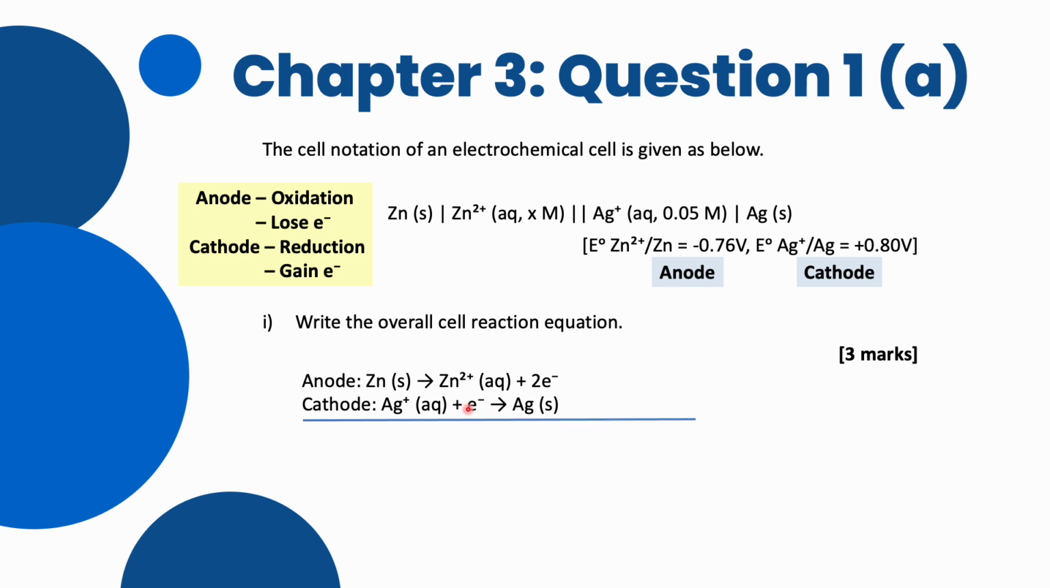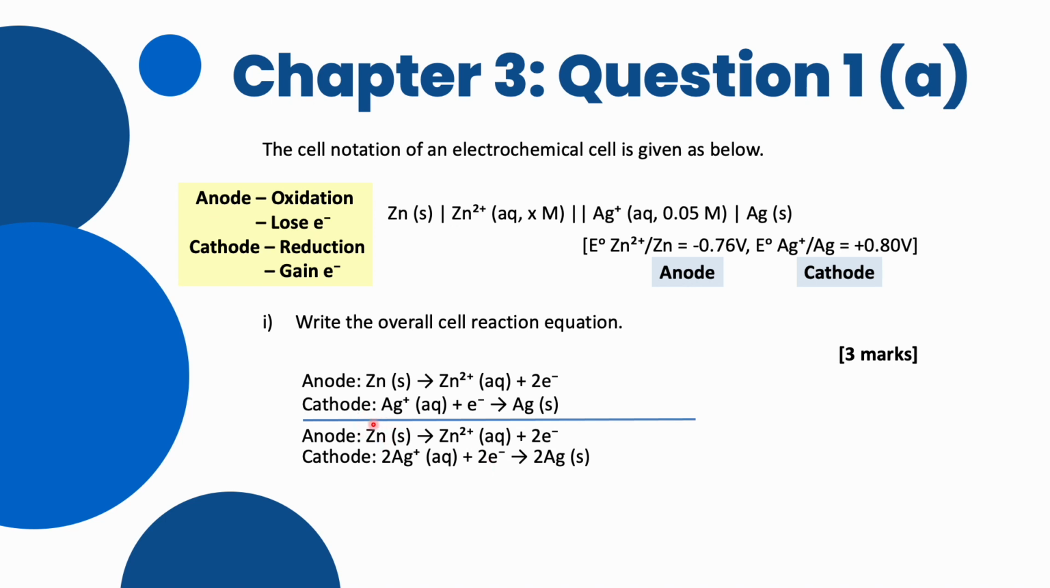I'm just going to write down the anode again with no changes at all because we won't multiply anything. But at the cathode we have to change, all of it will be multiplied by 2. So here it will become 2 Ag plus plus 2 electrons becomes 2 Ag solid. Again, for the equation, make sure all the states are written. The hint is given as well in your cell notation. Then we can write down the overall cell equation, where we cancel out the electrons. Since the electrons are the same, we can write down the overall cell equation.